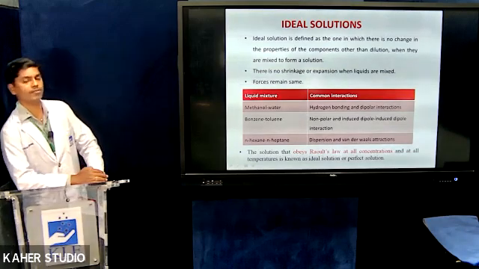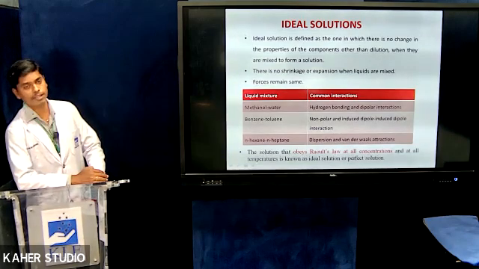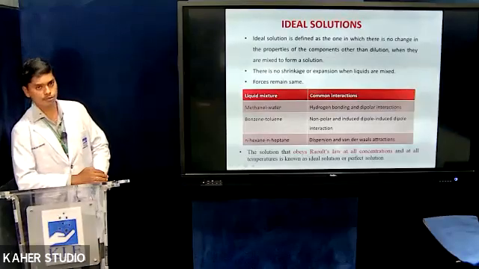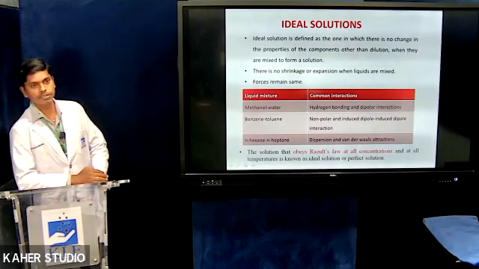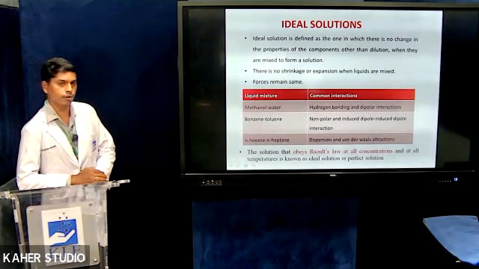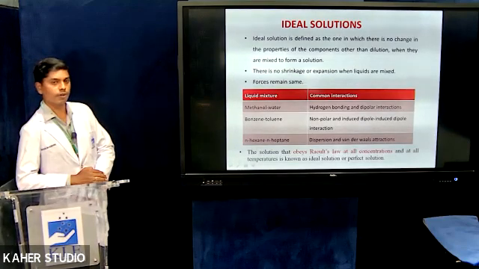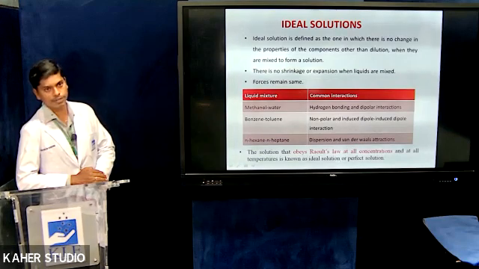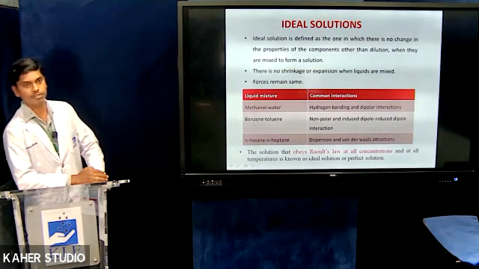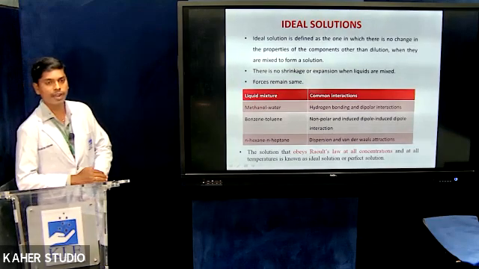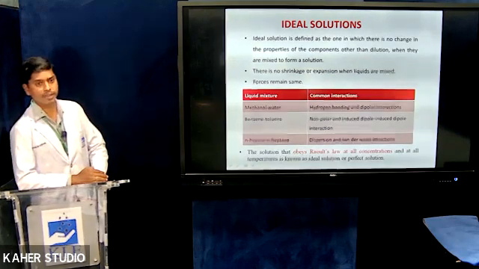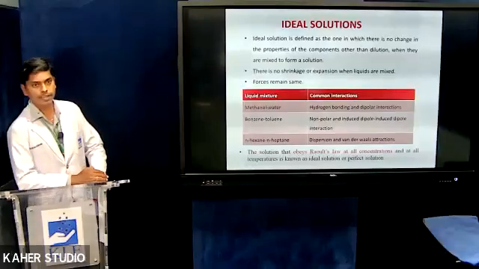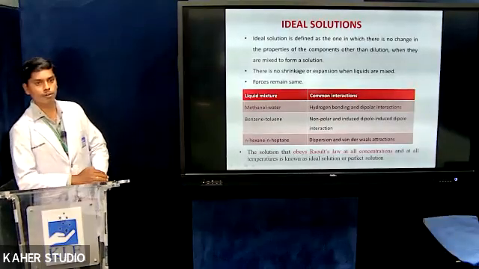The forces of attraction involved in the preparation of the solution remain the same, unlike the previous type of solution where the force of adhesion was greater. In an ideal solution, the force of cohesion and the force of adhesion remain the same. For example, liquid mixtures such as methanol and water involve interactions such as hydrogen bonding and dipole interactions. Then benzene and toluene mixtures explain non-polar and induced dipole interactions. Then n-hexane and n-heptane mixtures involve dispersion and van der Waals forces of attraction.